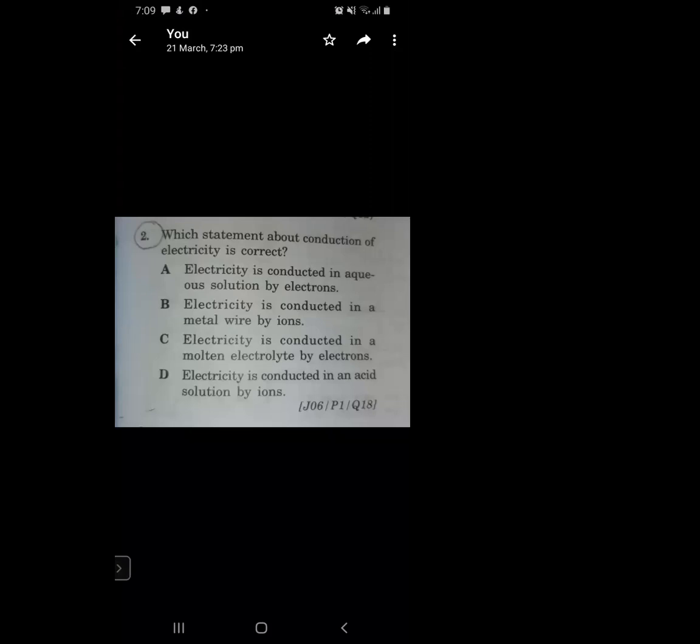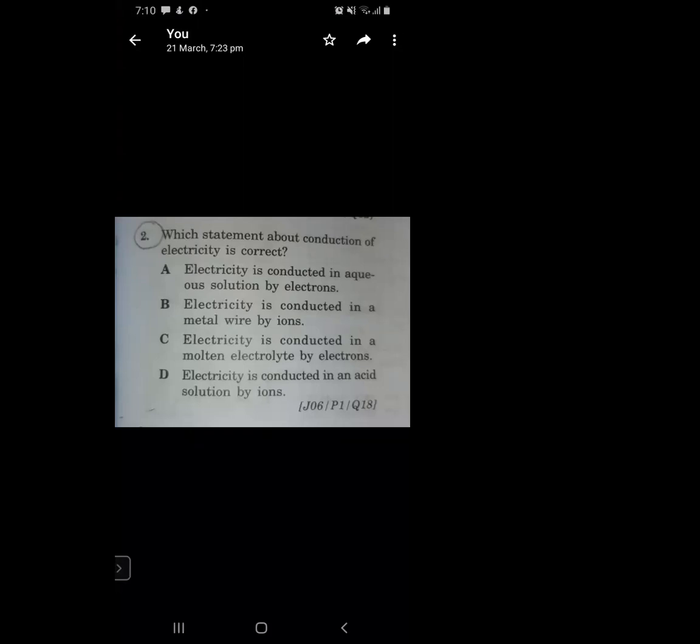Electricity is conducted in aqueous solutions by electrons? No. Electrons which are available for conduction are only found in metals or graphite. Remember, we discussed this. In aqueous solution, you have ions from the crystal, and you have water's own ions, hydrogen and hydroxide ions.